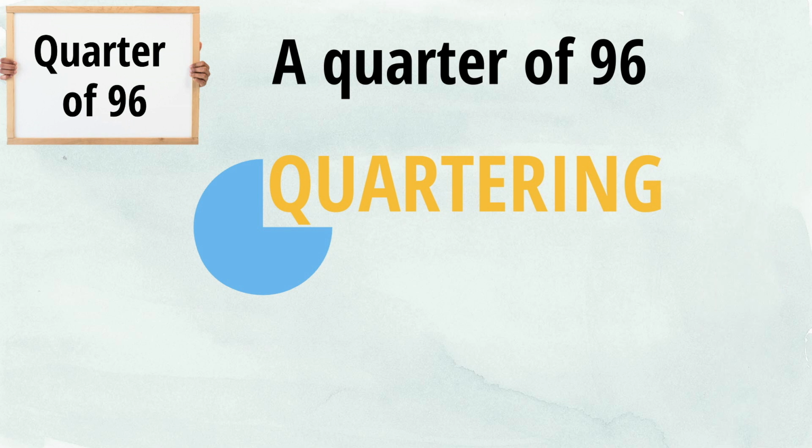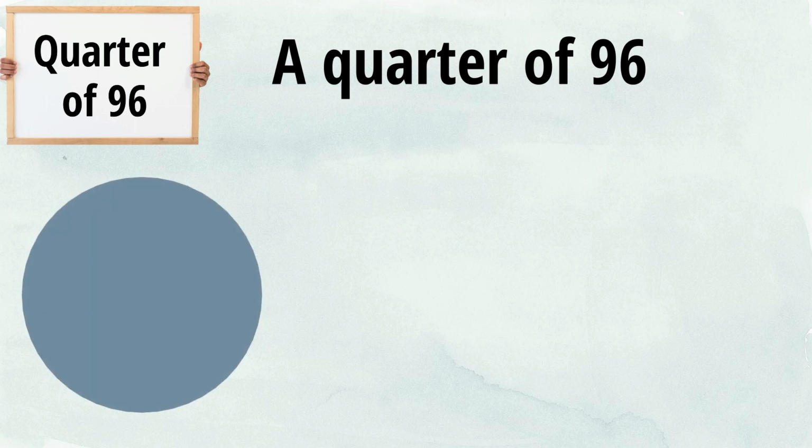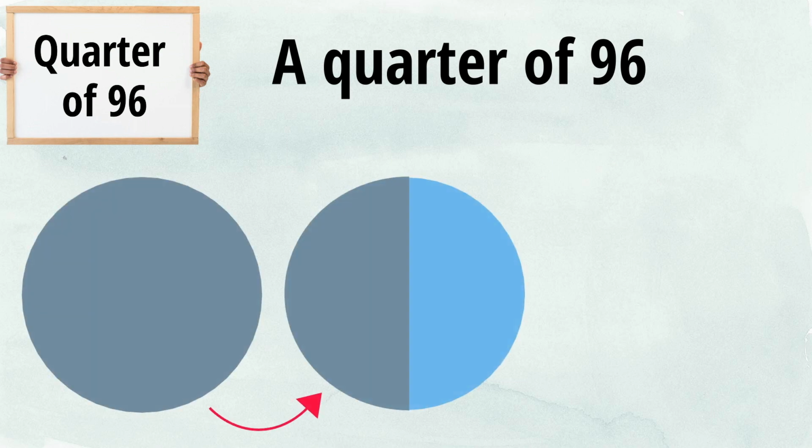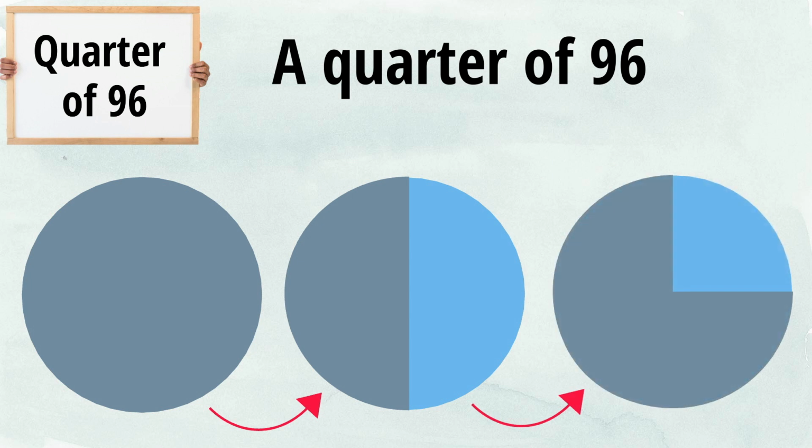Quartering works on the understanding that a quarter is half a half. What do we mean by this? Well, just as a whole can be split into 2 equal parts to create a half, splitting a half into 2 equal parts creates a quarter.